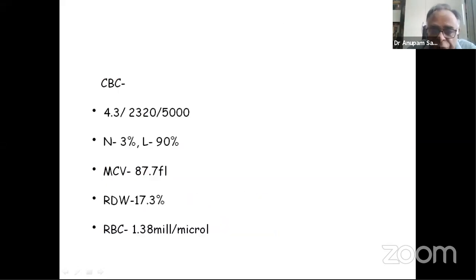CBC showed 4.3 hemoglobin, 2,320 count, 5,000 platelets, neutrophils of 3%, lymphocytes 90%, MCV of 87.7, RDW of 17.3, and RBC count of 1.38 million. Dr. Vikas, what is your opinion about this patient?